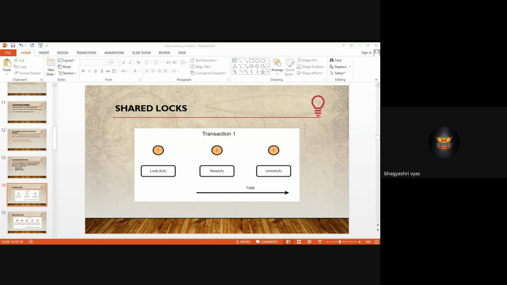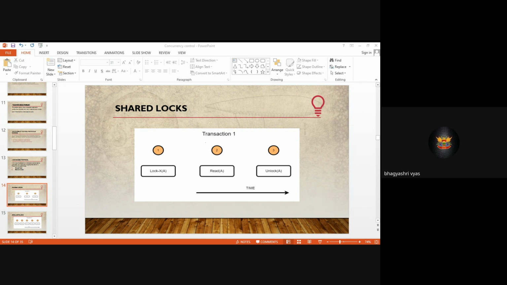First is shared lock, as you can see in the PPT. Okay, so shared lock is also called a read only lock. In shared lock, the data item can only be read by the transaction. And it can be shared between transactions, because when the transaction holds a lock, then it cannot update the data item.